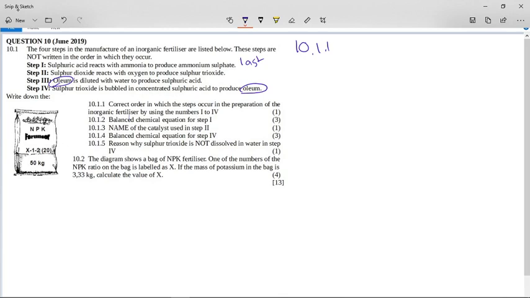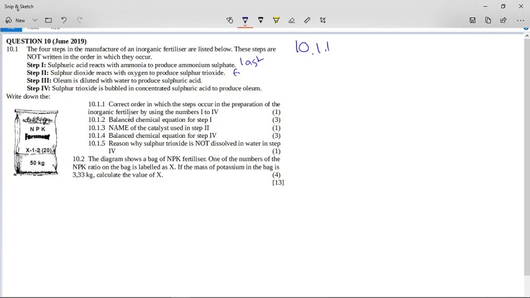Step 4 has to come before step 3, because in step 3 you're starting with oleum, and in step 4 you're ending with oleum. And the same thing here with step 2 and step 4. Here sulfur trioxide is a product, and here sulfur trioxide is a reactant. So fairly obviously this step 2 has to be coming before step 4. Okay, so let's have a look here, put these in order.